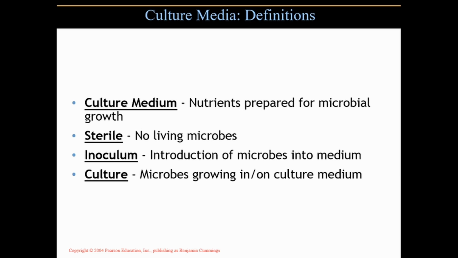The term sterile means obviously no living microbes are present, so sterility becomes an important factor in a micro lab because you don't want cross-contamination and so forth. And so everything needs to be sterilized, so an autoclave is essential for a micro lab. An inoculum is the introduction of microbes into a medium. So when you inoculate something, you introduce the microbes into the agar. And culture, as we said at the beginning of this chapter, is microbes growing in or on culture medium.